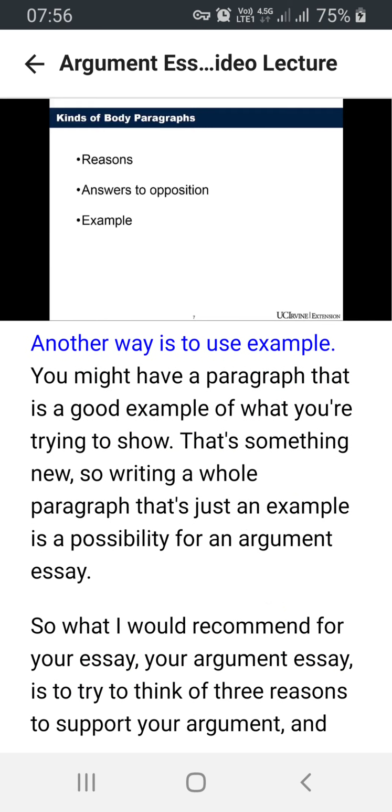Another way is to use example. You might have a paragraph that is a good example of what you're trying to show. That's something new, so writing a whole paragraph that's just an example is a possibility for an argument essay.